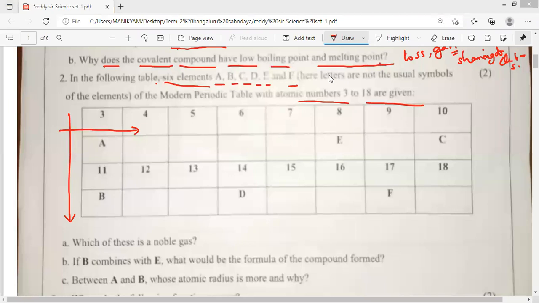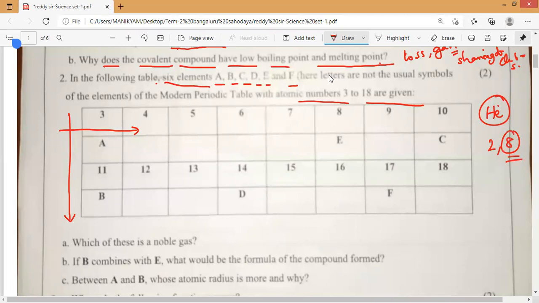Now, which of these is a noble gas, they are asking? Can anybody tell? Please respond. You can check it. What is the noble gas valency? Except helium, all the elements have what? 8 electrons in the valence shell. So now you can tell me, 3, 4, 5, 6, 7, 8, 9, 10, 11, 12, 13, 14, 15, 16, 17, 18. Who will have 8 valence electrons in its shell?